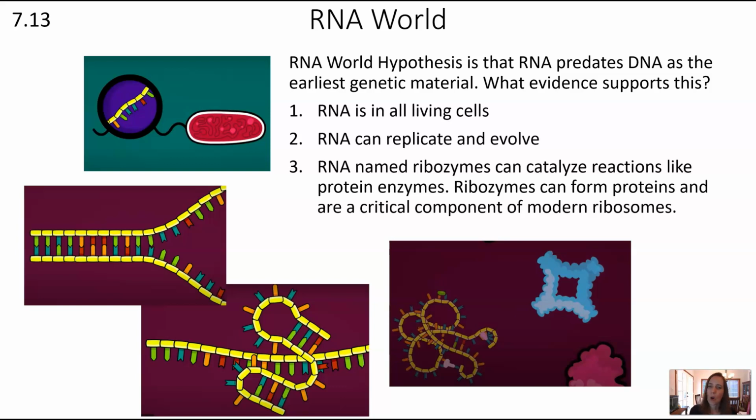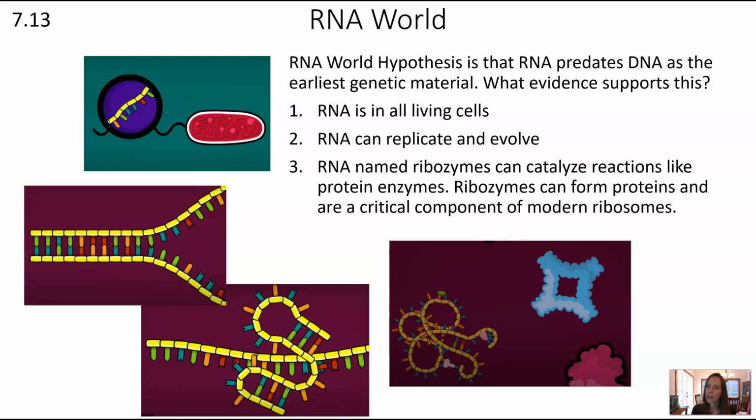One is that RNA is in all living cells, so it must be ancestrally very, very old. The second is that RNA has the ability to replicate and evolve on its own. And the third is RNA, a specific type of RNA named ribozymes, can catalyze reactions like protein enzymes. So enzymes are proteins that catalyze reactions. Ribozymes are RNA that catalyze reactions. And ribozymes can form proteins and are a critical component of modern ribosomes.